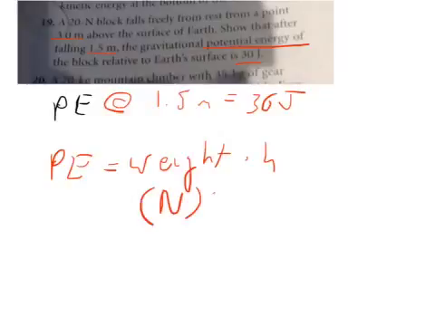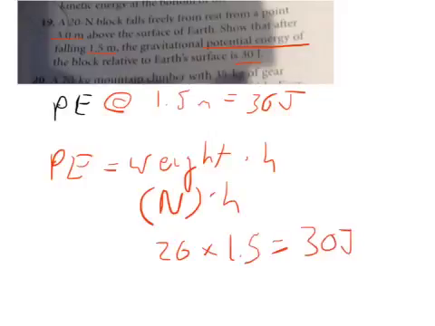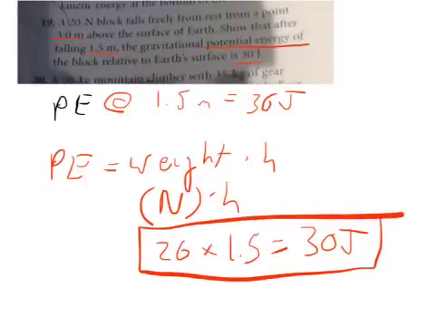So the formula, potential energy equals weight times height, or newtons times height is an easy way to remember it. So we've got 20 times 1.5 equals 30 joules. Super easy.